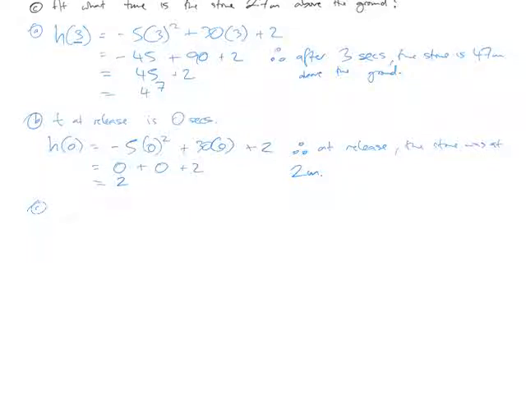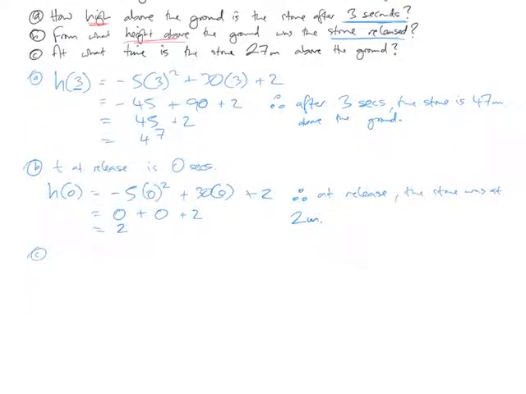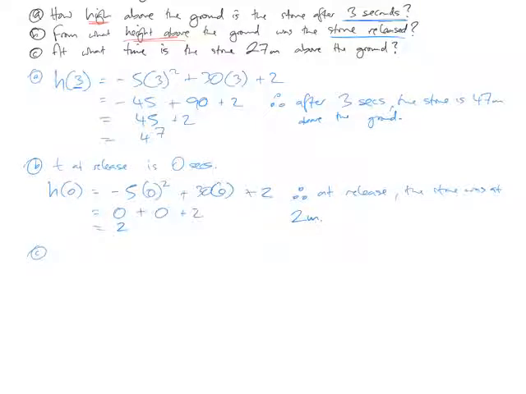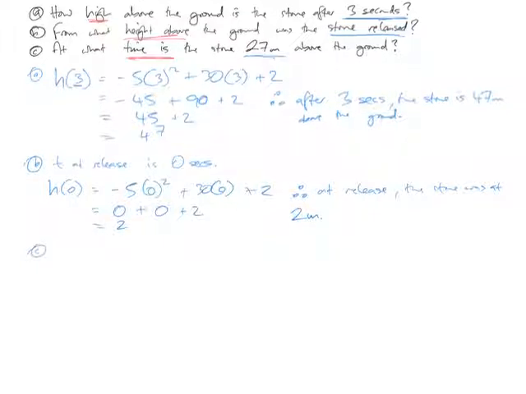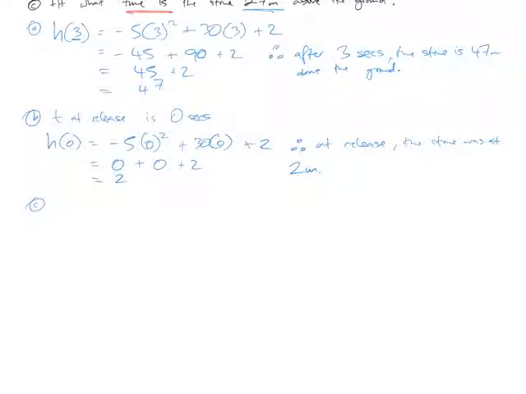Alright, C. At what time is the stone 27 meters above the ground? So you're trying to find the time. You're finding the variable this time, and you're given the height. So this is one of the solving examples because you're given the height, 27 meters. And it is equal to negative 5 lots of t squared plus 30t plus 2. We're trying to work out what t is.